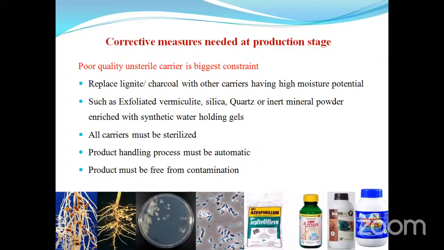All carriers must be sterilized. Product handling process must be automated. With industrialization, biofertilizer production facilities are being automated, and that automation helps in producing products free of contamination, and product quality gets increased.